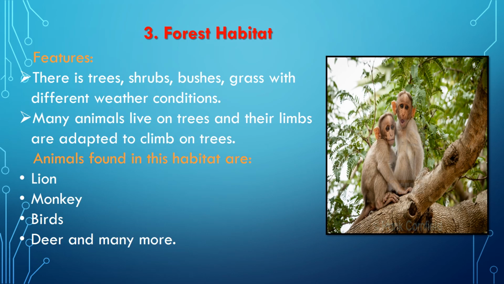Then the next is forest habitat. Here there are trees, shrubs, bushes, and grass with different weather conditions. Many animals live on trees and they are very much capable of climbing on the trees. So animals like lion, monkey, birds, deer and many more live in this habitat.